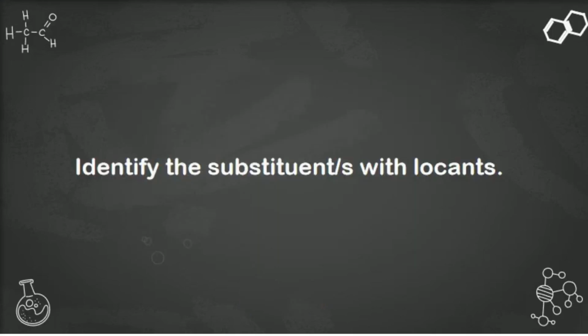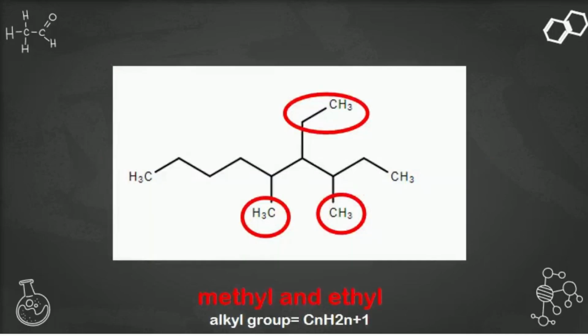Next is identify the substituent with locants. Substituents are attached to the parent chain. It means they are not included in the name of the parent chain, so that is why they are substituents. And locants are the numbers that define the positions of the substituents.